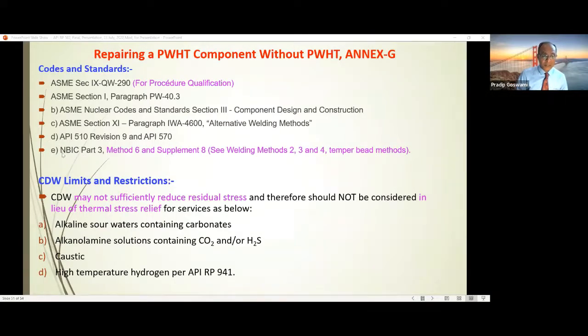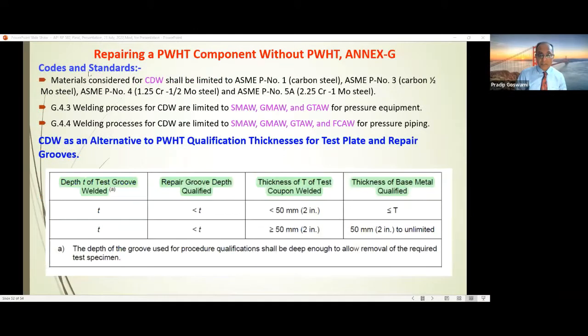NBIC, to be frank, is the code which adopted this temper bead method as an alternative to post-weld heat treatment, and later down the road all other codes also adopted this. The NBIC temper bead method is now more or less a common and adopted practice by various codes. But there are certain restrictions where there are chances of environmental cracking, such as sour service. Then one has to be very careful about the CDW or temper bead methods.